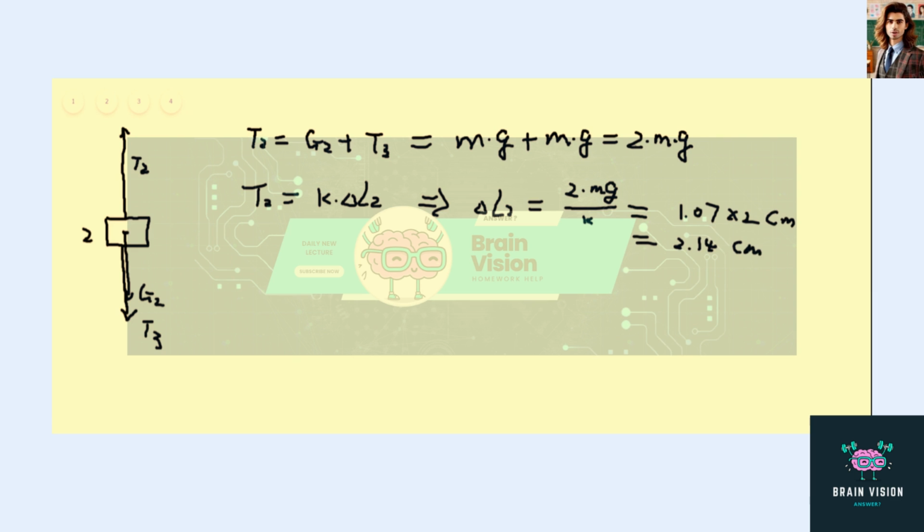And again, to get the full length of the second spring, we add this spring stretch on top of the original length L0, and that gives us 12.0 centimeters plus 2.14 centimeter, and that will give us 14.14 centimeter. That's for spring number 2.